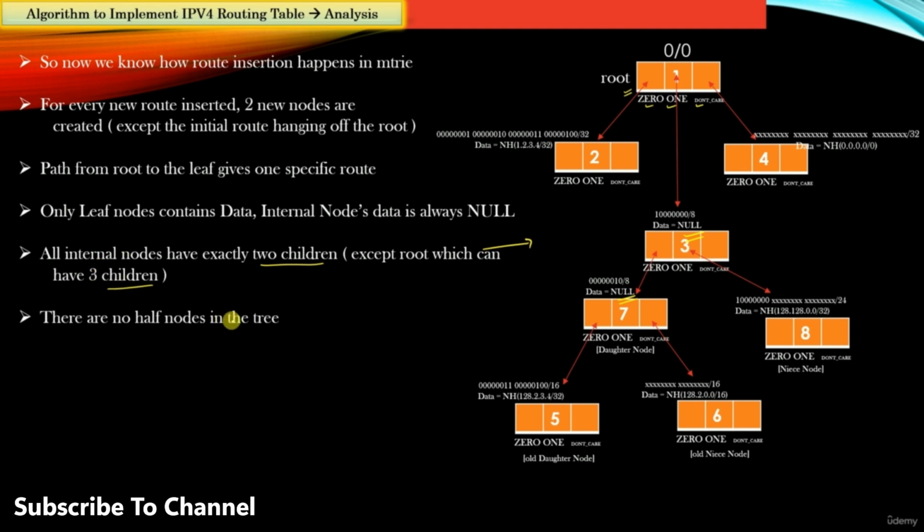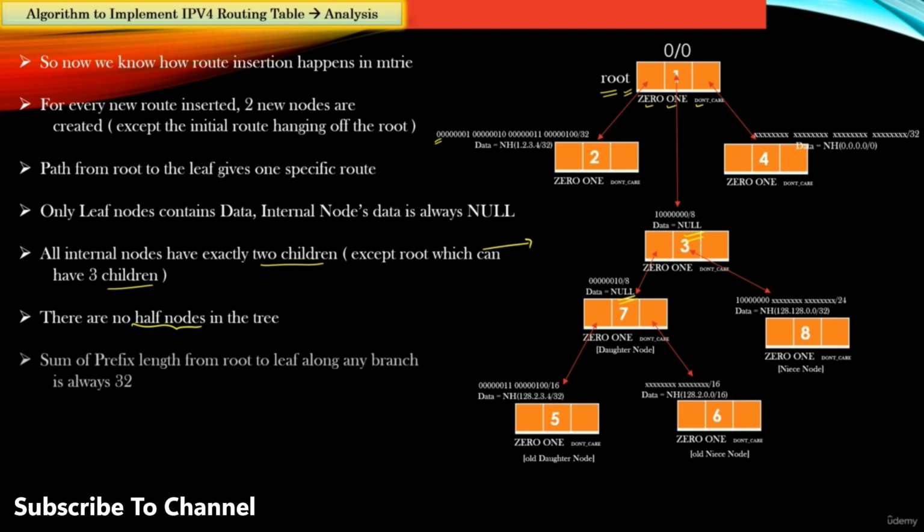There are no half nodes in the tree. Half nodes are those nodes which have exactly 1 child. So you can see there are no half nodes in the tree, except when only routes starting with 1 particular bit, that is either bit 0 or bit 1, were inserted in this mtry data structure. In such a case, the root node would become a half node, but apart from the root node, no other node in this mtry data structure can be a half node.